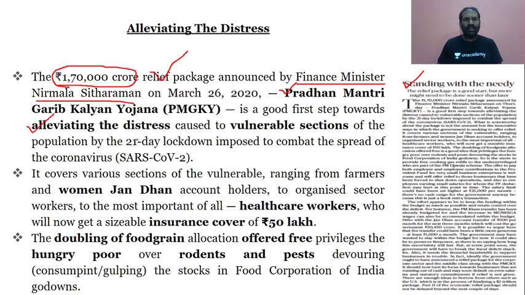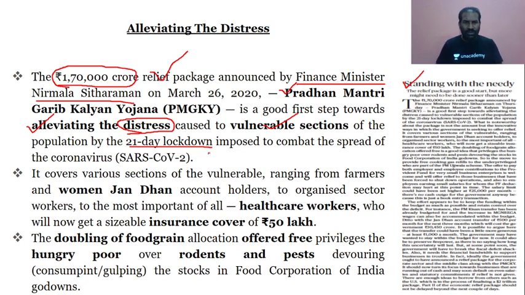That means making sure that the distress which is caused to the vulnerable sections is taken out, and this is because of the 21-day lockdown. This is because of the 21-day lockdown, which is imposed to make sure that the spread of coronavirus or SARS-CoV-2 will not become virulent, and we have to break the chain of transmission.